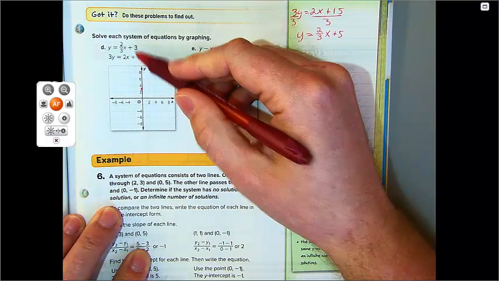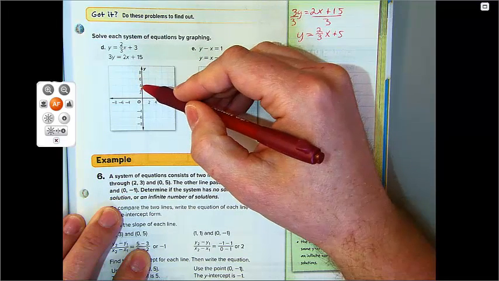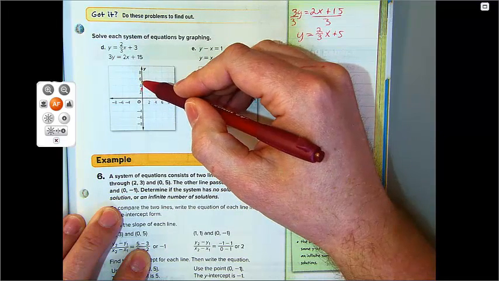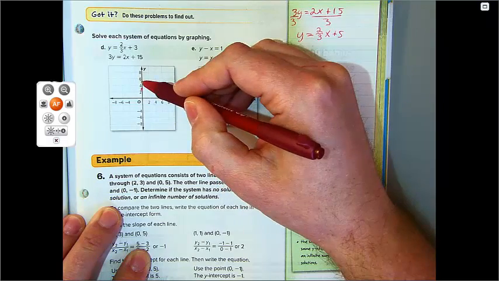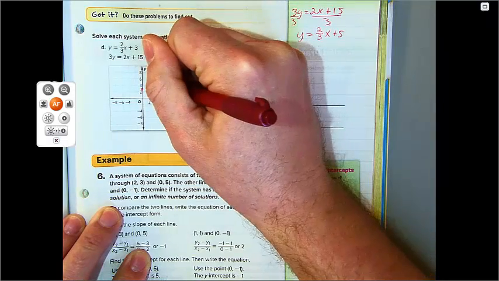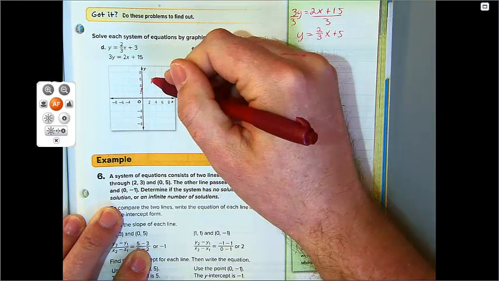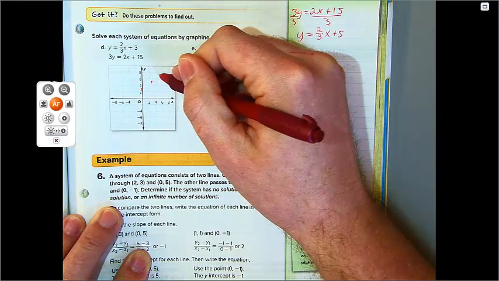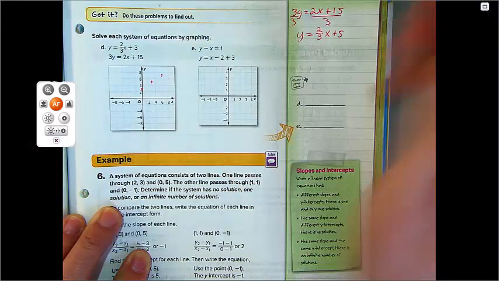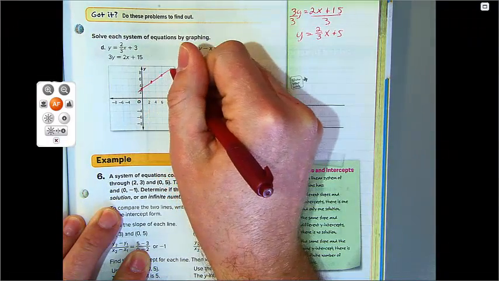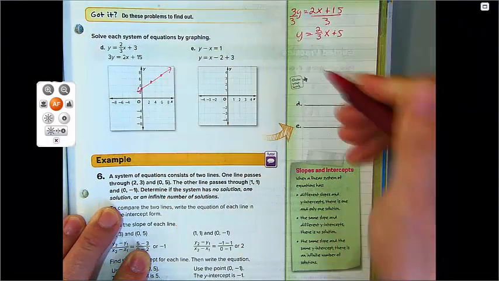So our y-intercept's 3, then we go up 2, so 1, 2 over 3. Once again, this is a 2, so pay attention. 2, and then right in the middle here is 3. Then again, we're going to go up 2, 1, 2 over 1, 2, 3. There's that line.